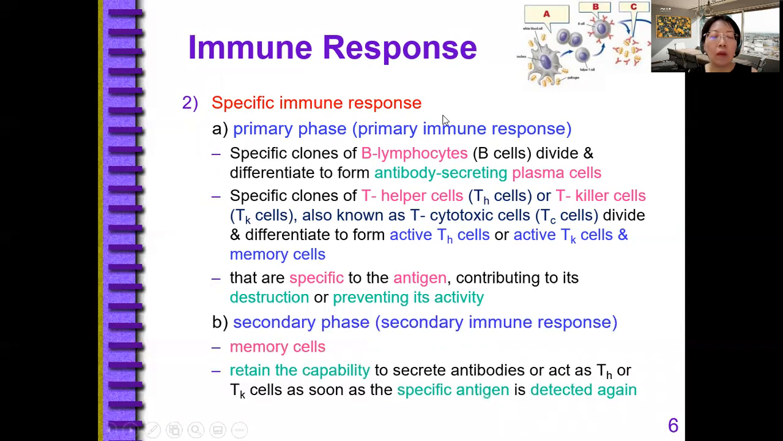Now what about the secondary phase? In the secondary phase, the memory cells act because they remember the pathogen that entered the body 2 years ago. Right now, the same species of pathogen enters the body, so they can recognize it. They retain the capability to secrete antibodies or to act as TH or TK cells as soon as the specific antigen is detected again. So let's look at the whole story.